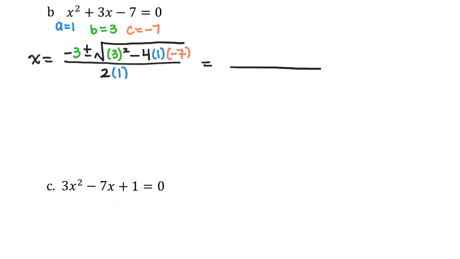Okay, let's bring this over. So I have -3 plus or minus. The main thing is the radical needs to be simplified. 3 to the second power is 3 times 3, which is 9. Let's see, minus 4 times 1 is 4, and then times -7. Well, -4 times -7 is actually going to switch this to a positive. So 4 times 1 is 4, 4 times 7 is 28, so it's positive 28. And then in the denominator, I have 2 times 1, which is 2. Okay, let me go ahead and add up the radicand. In the radical, I have 9 plus 28. 9 plus 28 is 37.